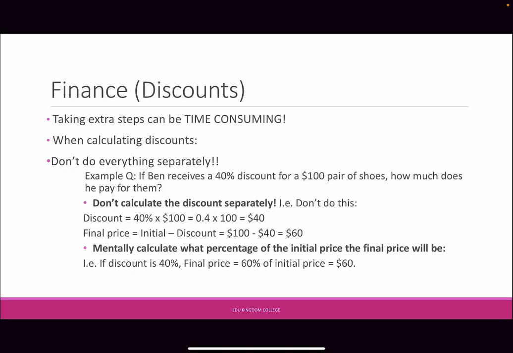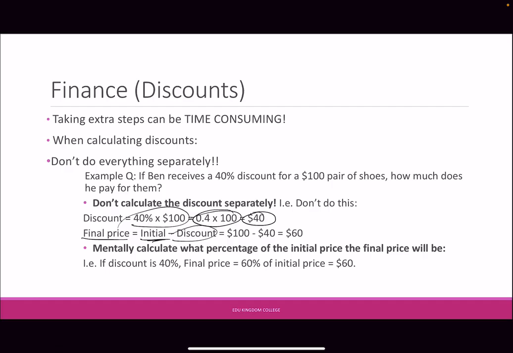So in this example question, there's someone called Ben who receives 40% off for a $100 pair of shoes, and we need to calculate how much he ends up paying for them. Now the first choice that most people make, and this is where the mistake kicks in, is that they try and calculate the discount first. And we can see here by calculating the discount, we already have 2 or 3 steps that we're taking up. And then after that, we need to subtract the discount from the initial amount to find out what the final price is. And there's another 2 or 3 steps there. So just by doing this, there's 3, 4, 5 steps that we don't need to take.